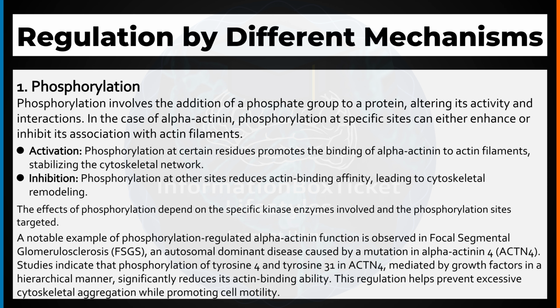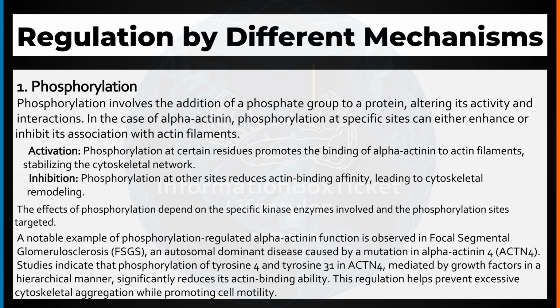A notable example of phosphorylation-regulated alpha-actinin function is observed in focal segmental glomerulosclerosis, an autosomal dominant disease caused by a mutation in Alpha-Actinin 4. Studies indicate that phosphorylation of tyrosine 4 and tyrosine 31 in Alpha-Actinin 4, mediated by growth factors in a hierarchical manner, significantly reduces its actin-binding ability. This regulation helps prevent excessive cytoskeletal aggregation while promoting cell motility.